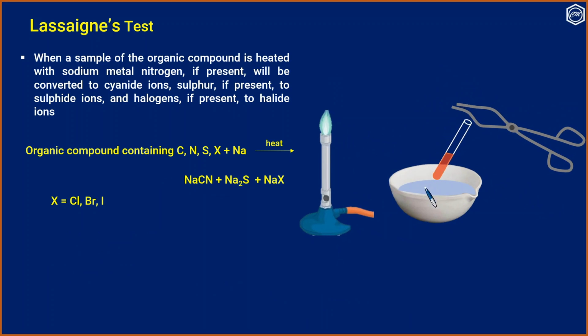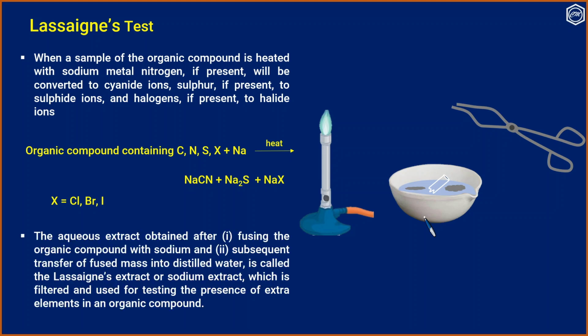The tube breaks. The process is repeated 2 or 3 times so that sufficient concentration of the sodium salt is obtained. Boil the content of the china dish for about 10 minutes and then filter the solution. The filtrate obtained is called Lassaigne's extract or sodium extract. The extract will be alkaline due to the reaction of unreacted sodium with water. The rest of the tests are carried out using this extract.